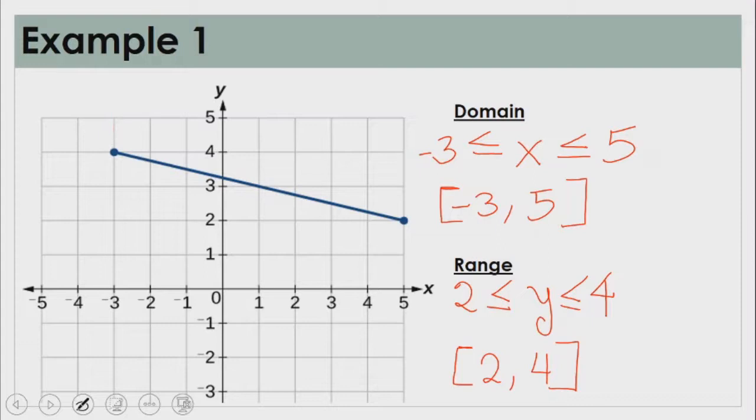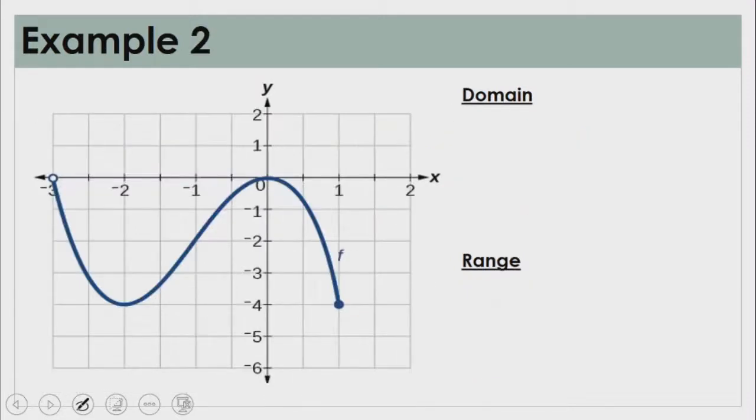So in this example, I demonstrated how to write the domain and range in both inequality notation and interval notation. Inequality notation is an Algebra 1 concept. In Algebra 2, you are expected to know both inequality and interval notation. So let's look at another example.